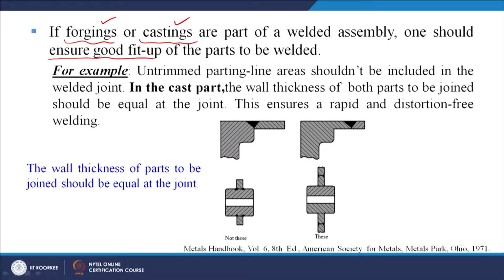So if forgings or castings are part of the welded assembly, one should ensure good fit up of the parts to be welded. So this we have already seen in the previous slide, that good fit up of parts must be ensured when we are going to do the welding. Now the example is given. Untrimmed parting line areas shouldn't be included in the welded joint.